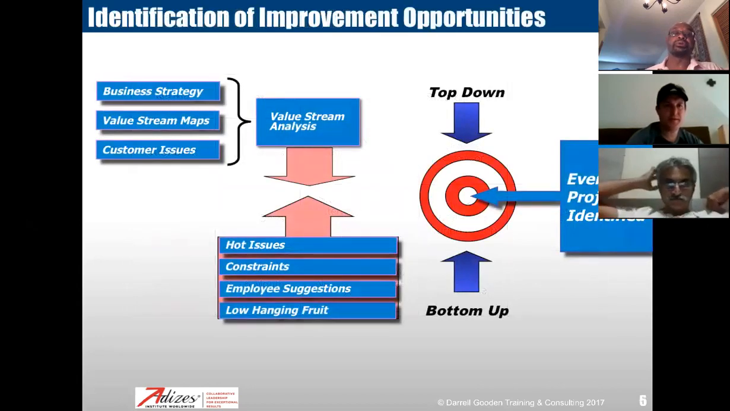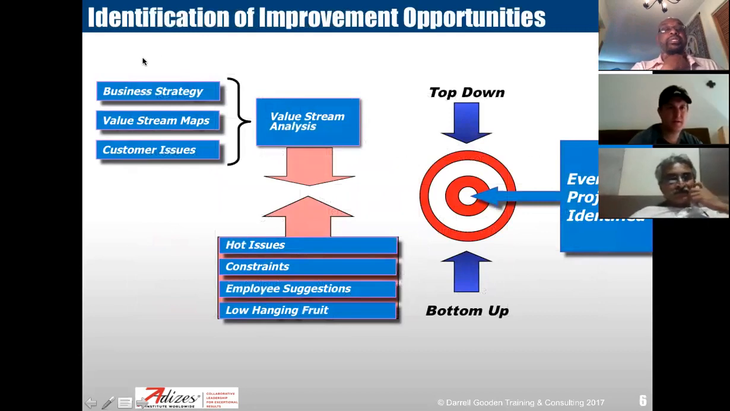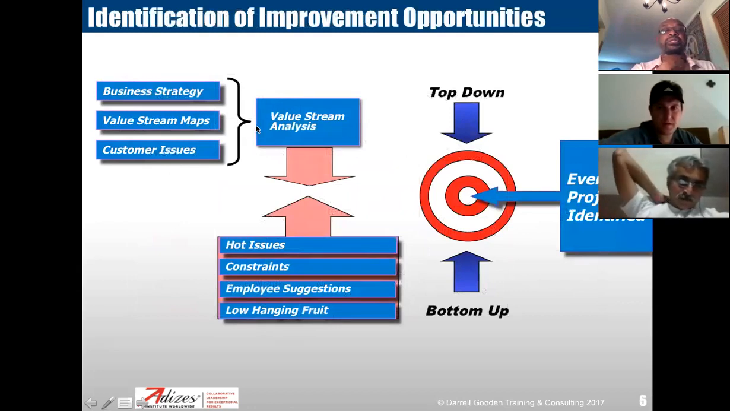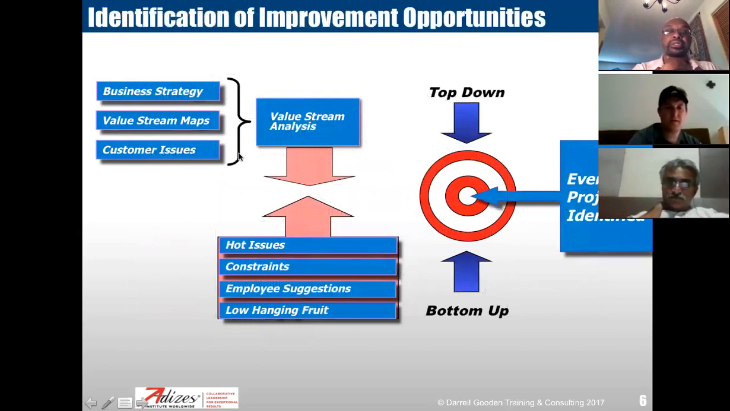So here's another view of how you identify improvement opportunities. I didn't cover executive planning session, but the executive planning session is where you take business strategy, value stream maps, and customer issues that you collected either through environmental scans, surveys, or whatever you do. And you're going to, at a top level, determine what are the critical value streams that bring value to this organization.